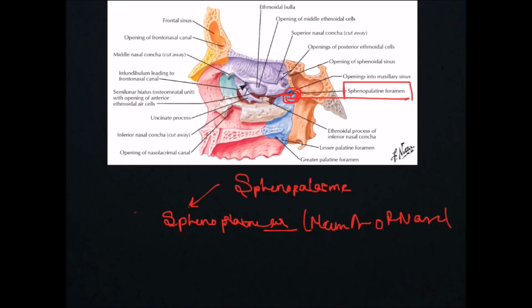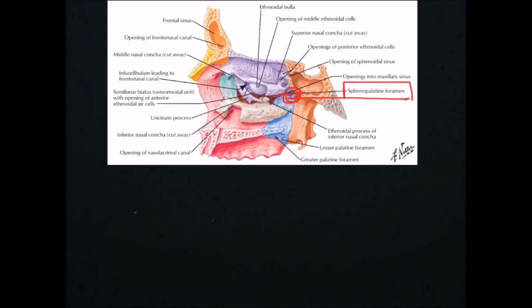So that's it. Two important structures related to the middle meatus are the nasopharyngeal adenoids if we pass posteriorly, and on the lateral wall posteriorly there is the presence of what? Sphenopalatine foramen. That's it. Now we will come to the medial wall of the nose. In the lateral wall of the nose we have seen many things, so let's recap.